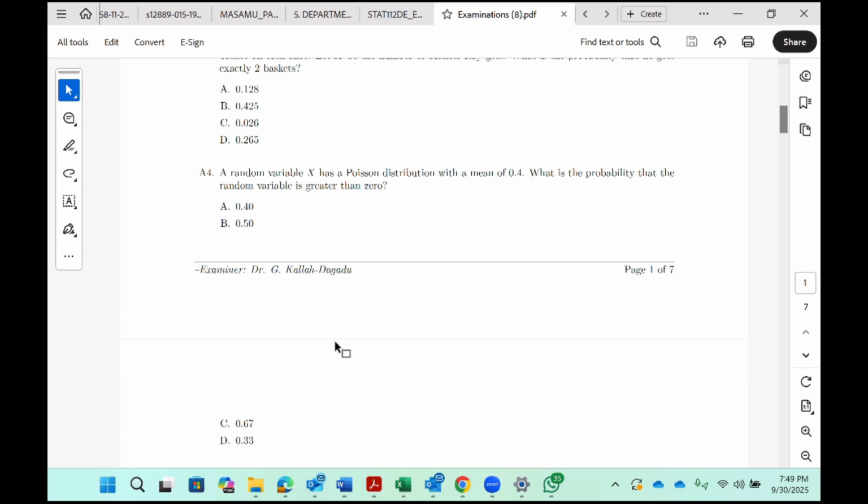Let's go to question 4. A random variable x has a Poisson distribution with a mean of 0.4. What is the probability that the random variable is greater than 0?